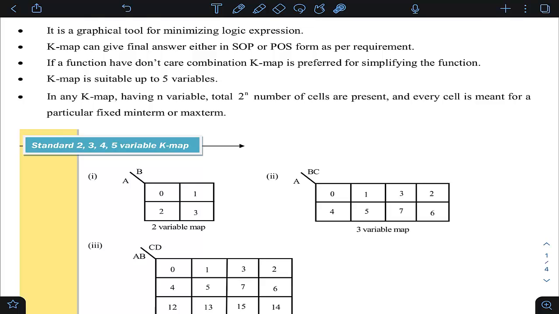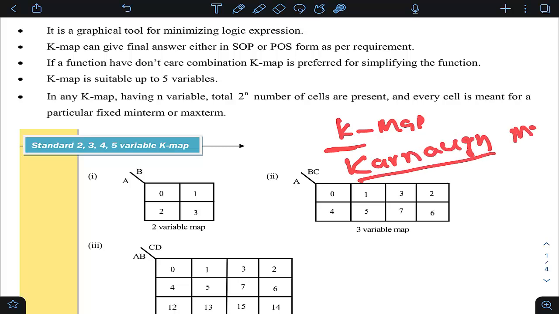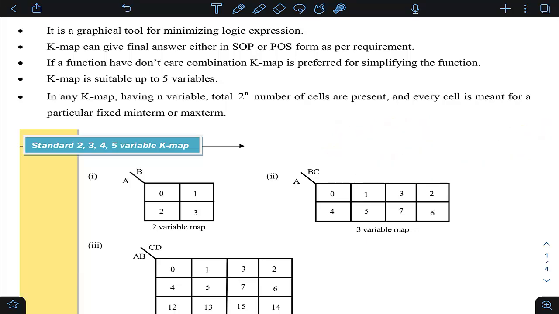Let us try to understand some important concepts of K-map. K actually stands for Karnaugh, the Karnaugh map. This is the name of the person who gave this concept of K-map. So the first thing is, why is K-map used, or why should somebody learn K-map?